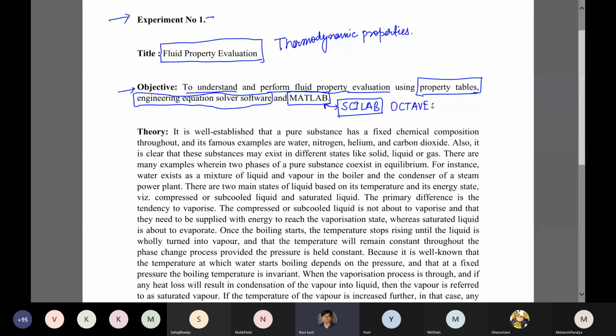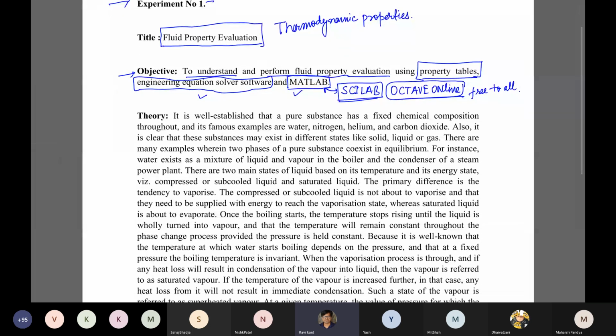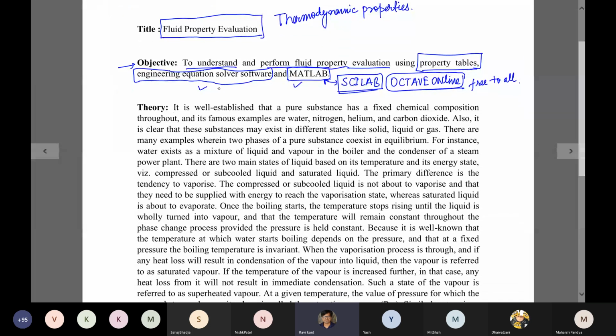This MATLAB and this EES are proprietary software. But Scilab and Octave Online are open to all. It's freely available. But first, in the first half, we will try to understand the concepts behind fluid property evaluation using property tables.